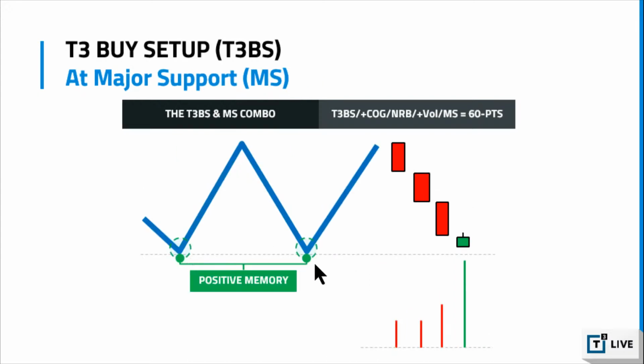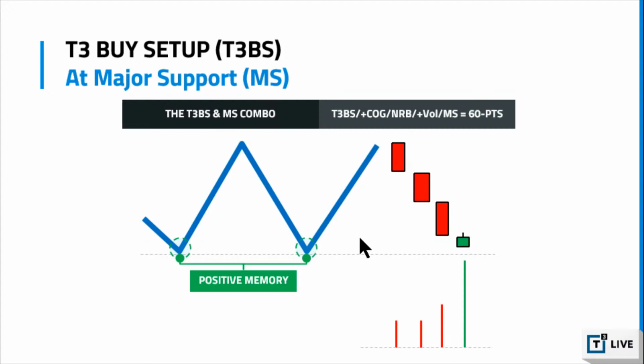We said major support exists due to a self-fulfilling prophecy. People that bought got rewarded. Rewarded traders always look to repeat their action. So major support exists mainly due to positive memory or self-fulfilling prophecy, because rewarded traders look to repeat their action on the next go around.